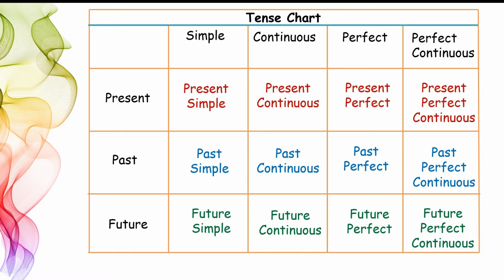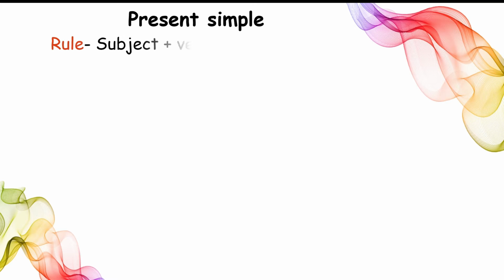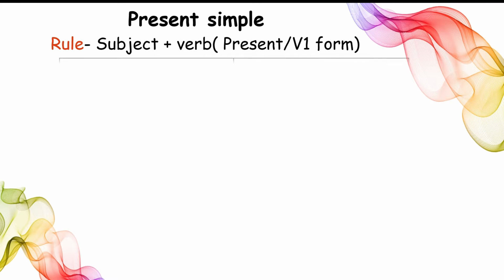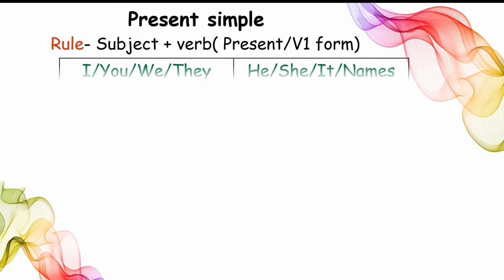First, let us learn about simple present tense with its rules and examples. The present simple tense is created with a subject and a verb, which is in present or V1 form. The subject can be pronouns like I, you, we, they, he, she, it. A subject can also include common and proper names. Look at this chart carefully.